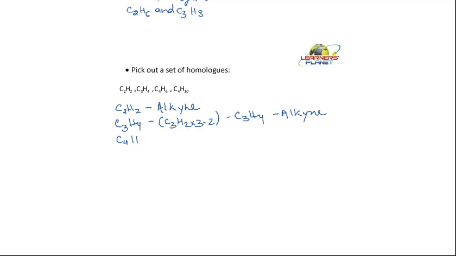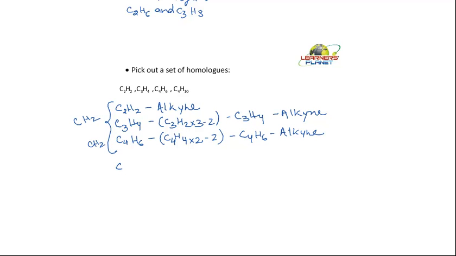C4H6. This is what? C4H4 into 2 minus 2, so that is C4H6. This is also an alkyne. Okay, so all these are homologues. The difference between C2H2 and C3H4 is of CH2. The difference between C3H4 and C4H6 is again CH2.